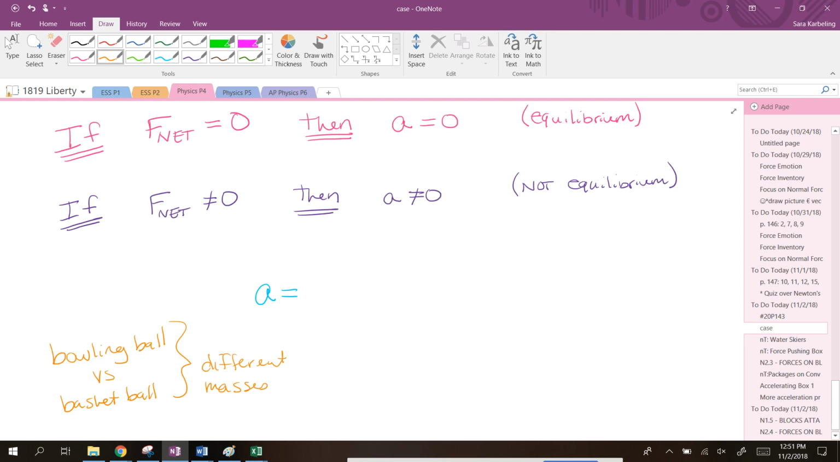I think there was one problem that we did a while ago, and somebody asked, how does the mass matter? Mass doesn't matter when it comes to time. Mass does matter when it comes to the acceleration given a force. So this is what I want you to think about. Imagine yourself with a bowling ball and a basketball. They're both sitting on the ground, and you are going to push them both with the same force.